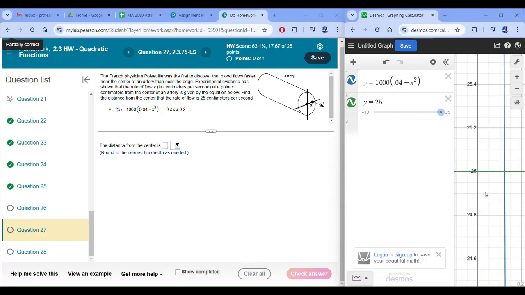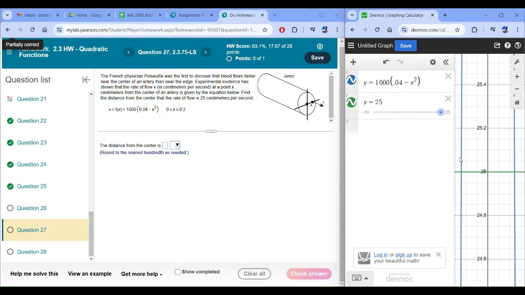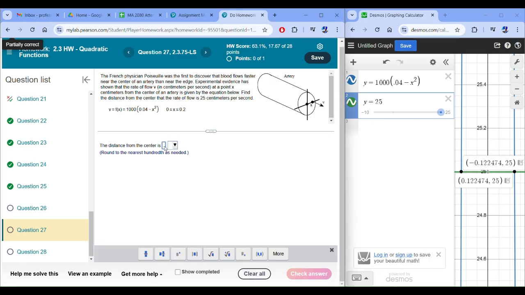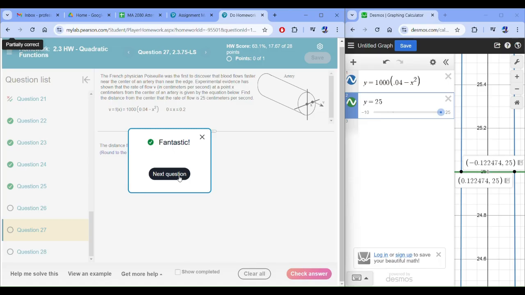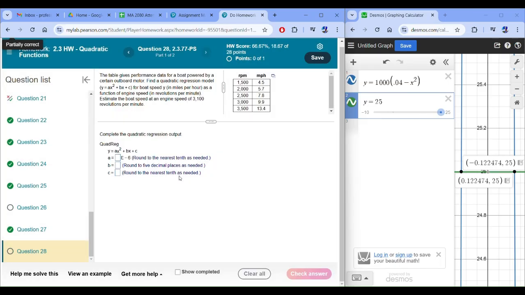Here we go. So if we look at this, this is my distance from the artery. My speed is at 25, which happens twice. It happens at negative 1.2 and positive 1.2, and obviously, since we're talking about distance, you are going to be a total distance of 0.12. What is our unit? Centimeters. There we go. Cool. Last question.